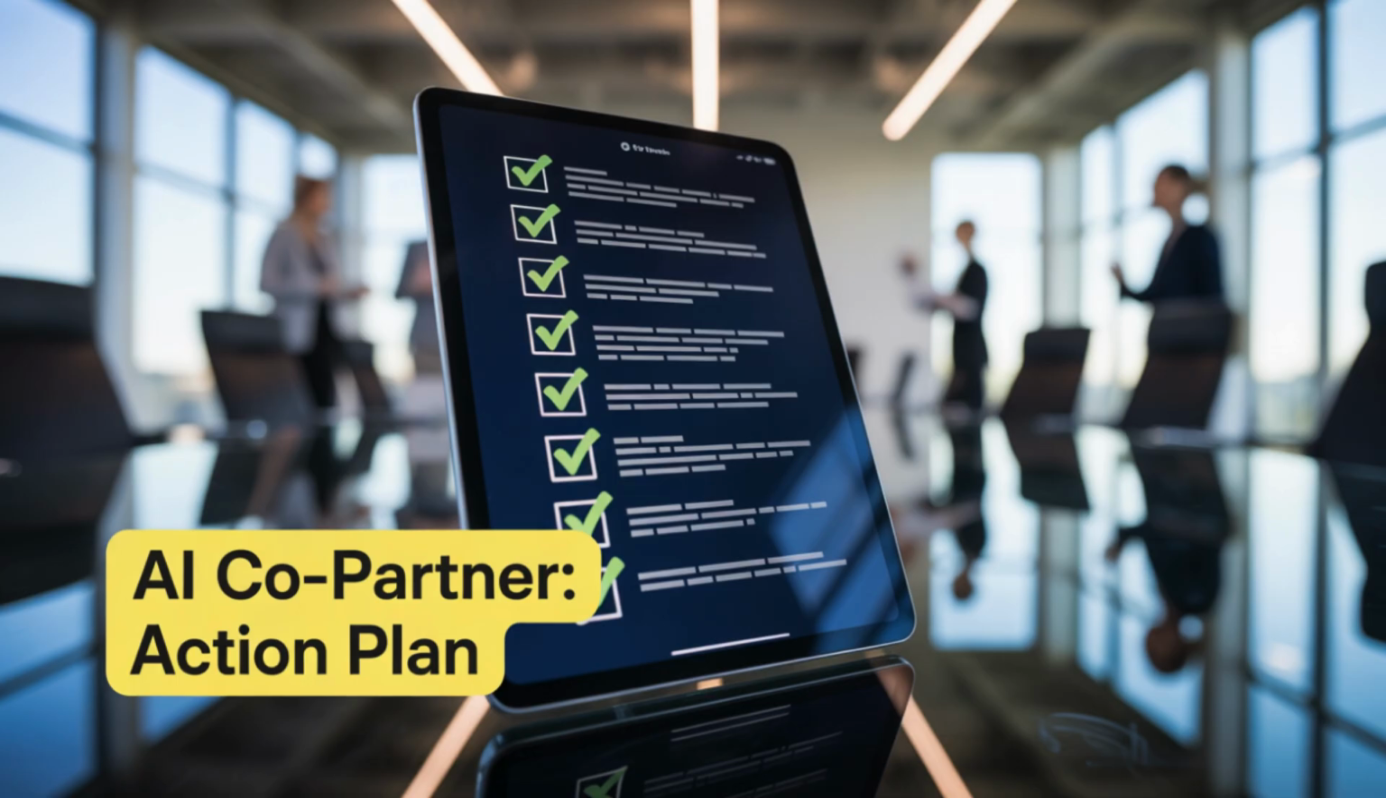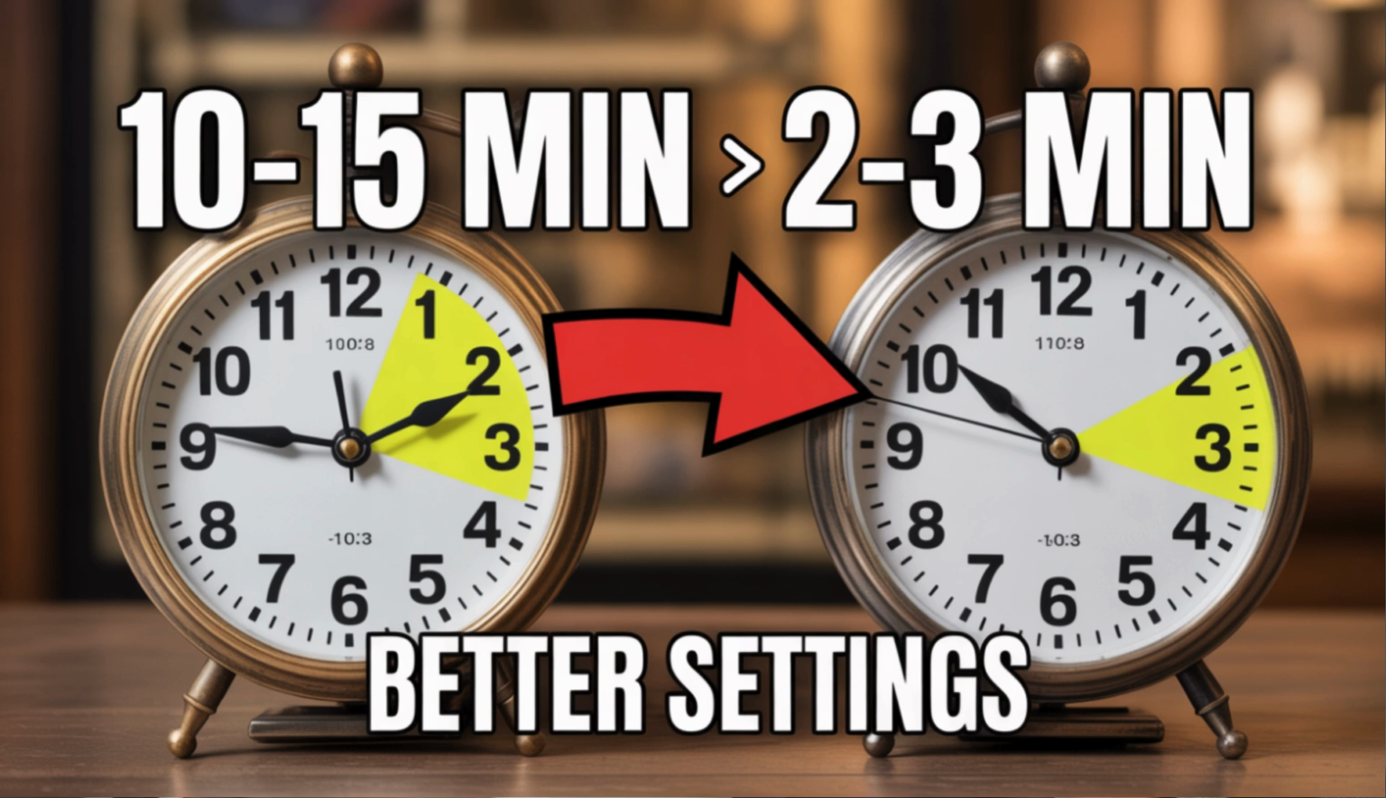Same messy notes in. Now I get 5 bullet points of decisions, a table of action items with owners and due dates, a short list of open questions. I hit copy, send it to the team, and move on. Time spent, 2 to 3 minutes instead of 15. The AI didn't get smarter. The settings finally had a purpose.